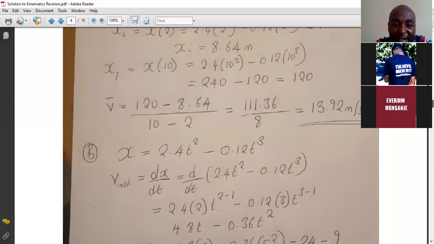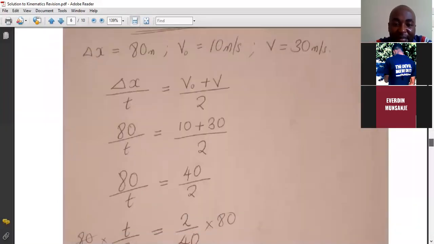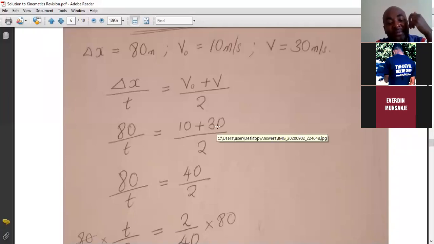So this is number 4. Delta X is 80 meters. V naught is 10, V is 30. So you put them there. Delta X over T equals V naught plus V over 2. So it will be 80 over T equals 10 plus 30 over 2. Then you can have them. If you want, you can flip them.